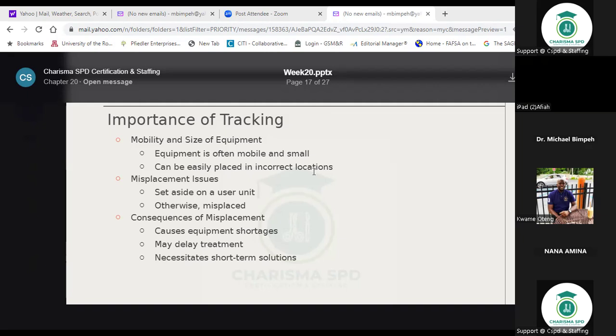Equipment is often mobile and small, and can be easily misplaced. The hypothermia machine, I'm calling it a big one. So when you hear small, we are talking about things like filtering and other equipment that are small compared to the hypothermia machine. We should be able to track them because they can easily get lost if there is no good tracking, and those that are very small can be placed in wrong locations. So good tracking, having a barcode or any tracking system on them to be able to find them wherever they are, is very important.